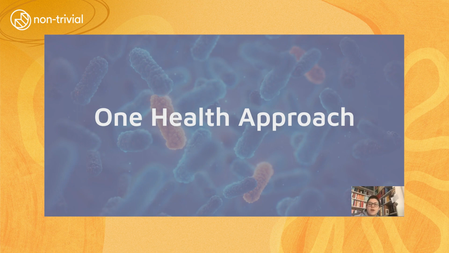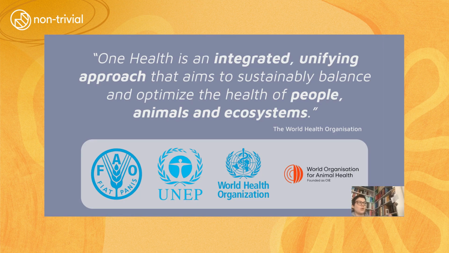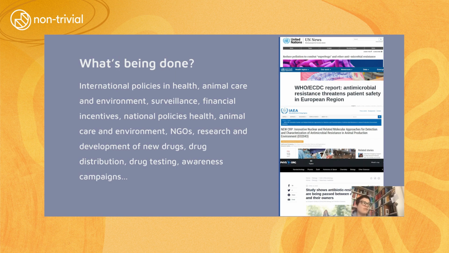Current approaches focus on the One Health approach, which is, that's a quote from the World Health Organization website. It's an integrated and unifying approach that aims to sustainably balance and optimize the health of people, animals, and ecosystems. And those four organizations below are known as the Quadripartite Technical Group, and they are kind of pushing for this idea of the One Health approach. There's a massive range of things. So I've kind of listed them there, and those are some snapshots from different articles.